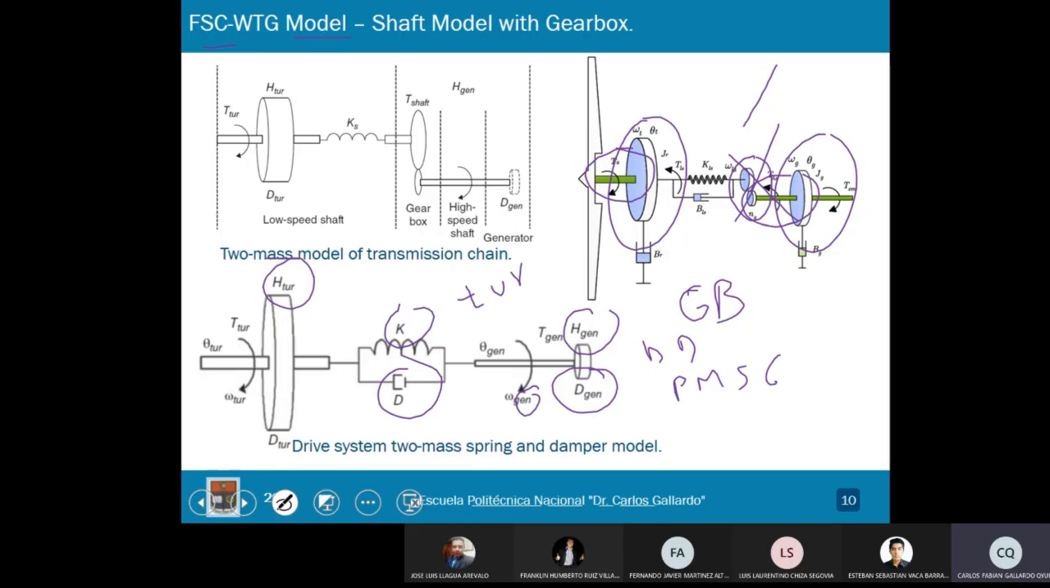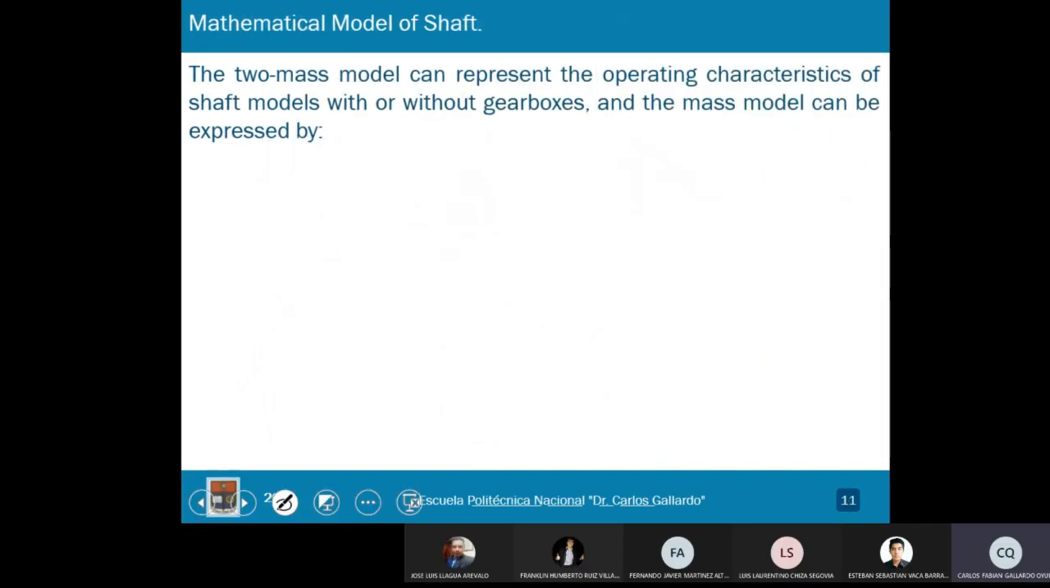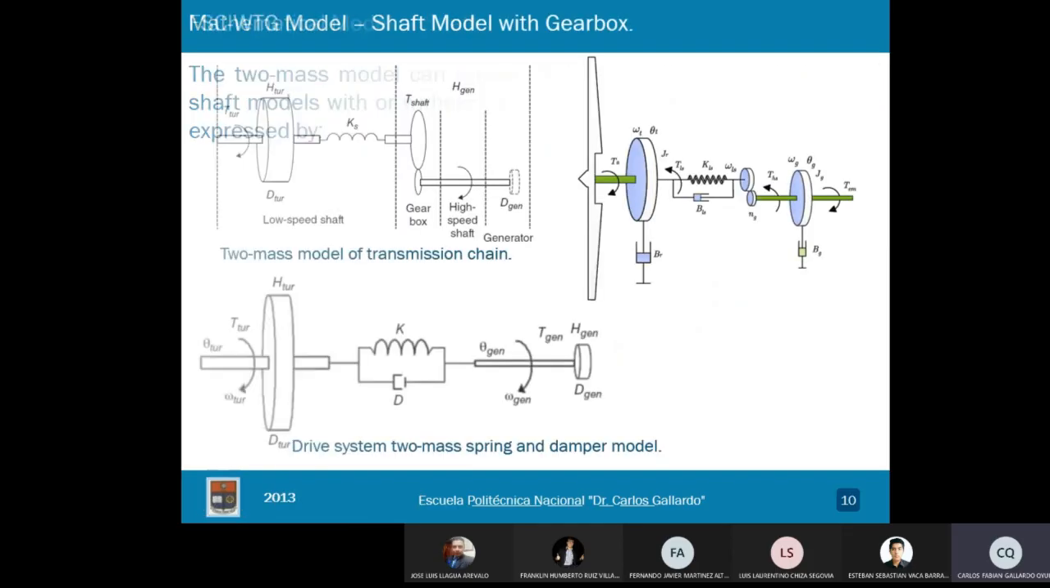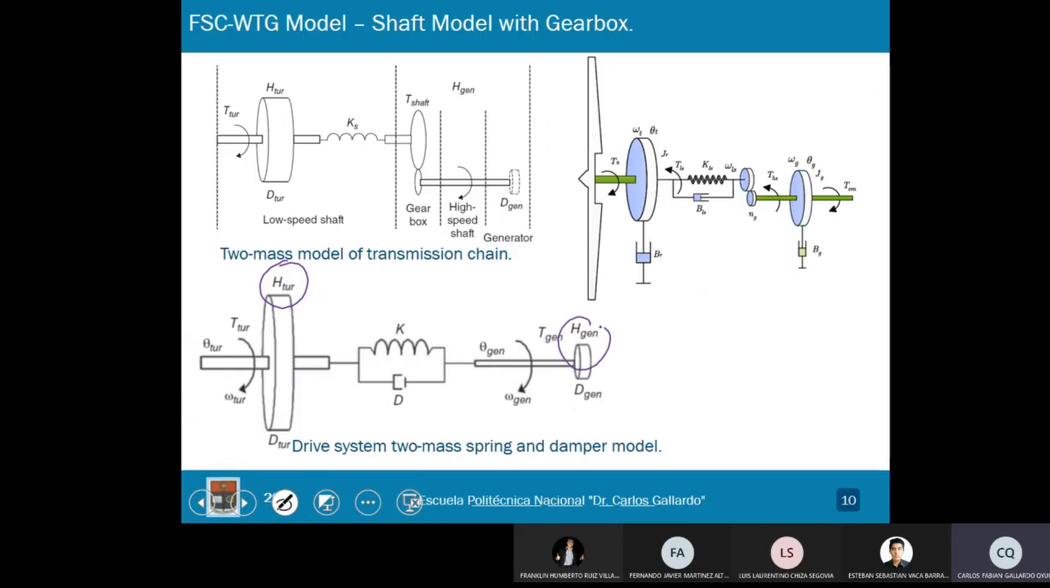So I need to model the two mass model for the steady state stability analysis. The two mass model can represent the operating characteristic of the shaft model with or without gearbox. The mass model can be expressed by three equations. The first one is for the turbine, the second one is for the generator, and the last one is for the angle.